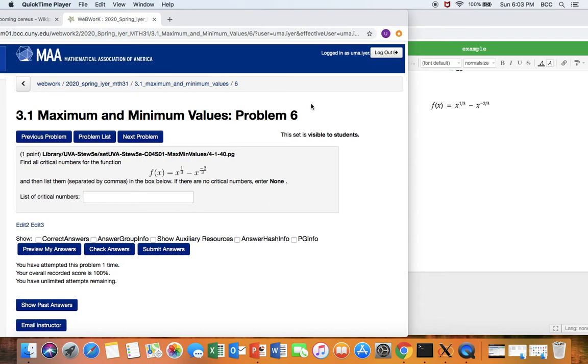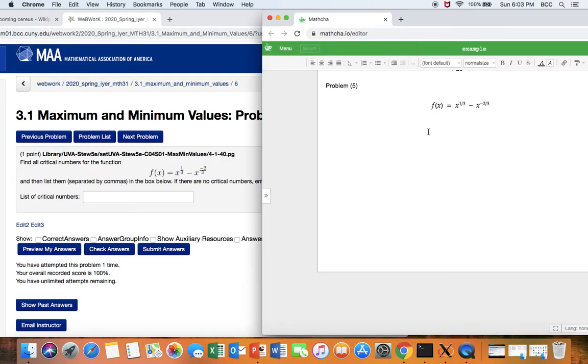So this is problem 6, section 3.1 from WebWork. The question is to find all the critical numbers for this given function, f(x) equals x to the 1/3 minus x to the negative 2/3, and then list them separately. All right, so let's remind ourselves.